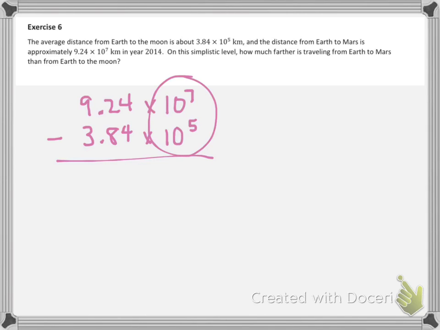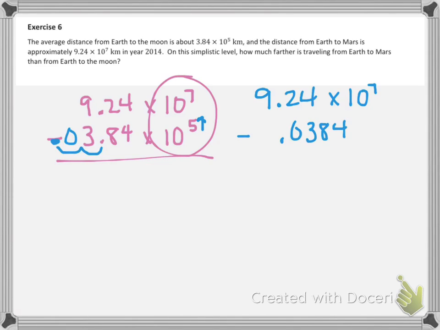I'm going to change it from 3.84. I'm going to make my exponent bigger, so my number is going to be smaller by 2. So let's rewrite this. 9.24 times 10 to the 7th, and we're going to subtract, and we're going to get a decimal here and a 0, so this is going to be 0.0384 times 10 to the 7th.